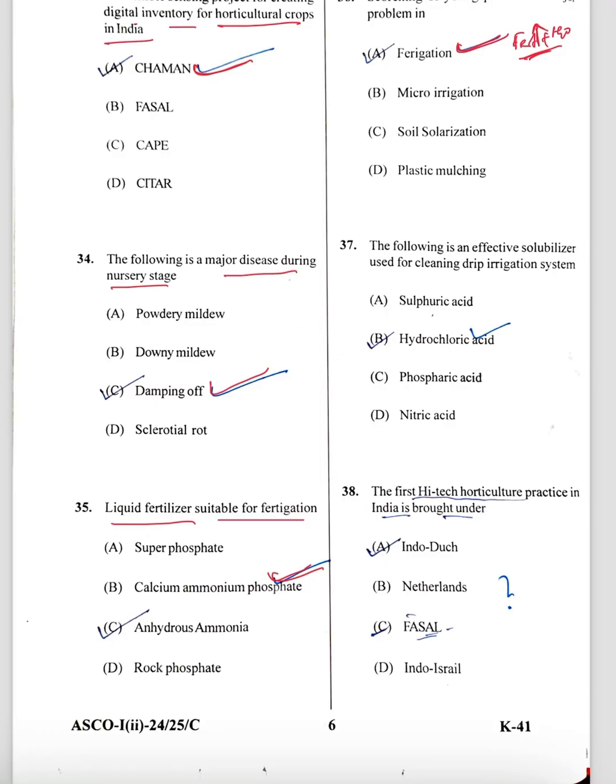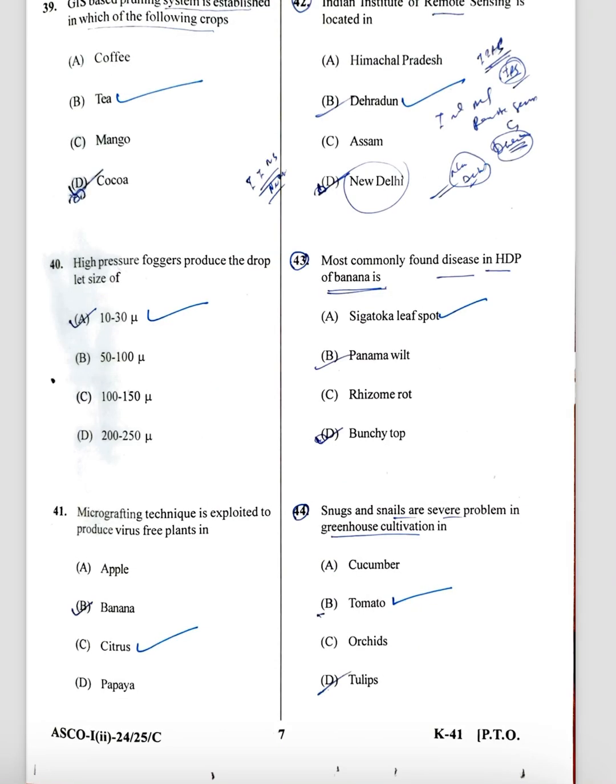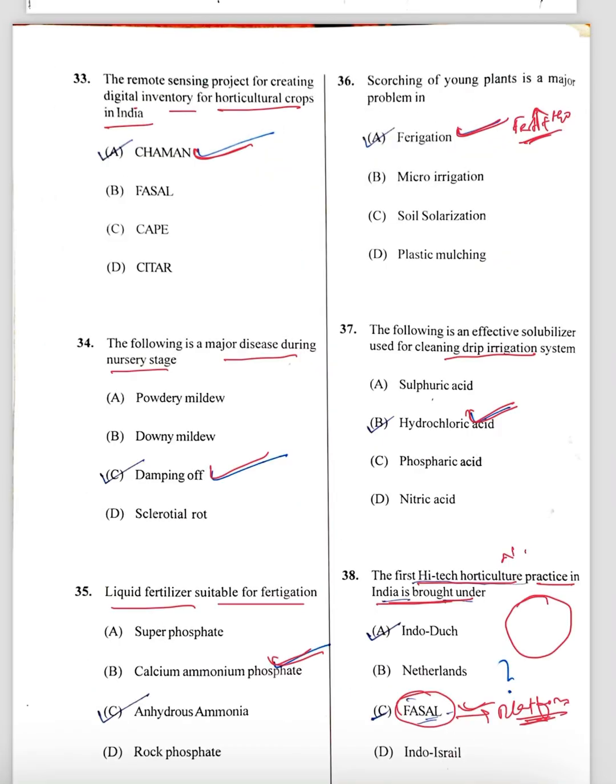An effective solubilizer used for cleaning drip irrigation is hydrochloric acid. Then, the first high-tech horticulture practice in India was brought under which platform? I am unable to find it exactly, but maybe the answer is the fossil platform, because this is the platform where the first high-tech horticulture practice in India was provided. Both the Netherlands and Israel are related to high-tech horticulture practice, so the fossil platform might have given the chance of the first high-tech horticulture practice in India.